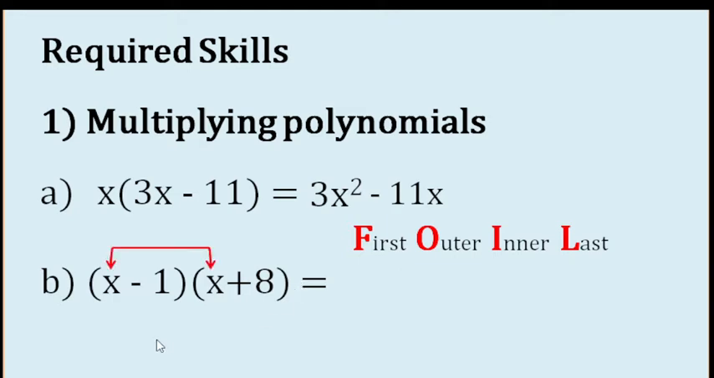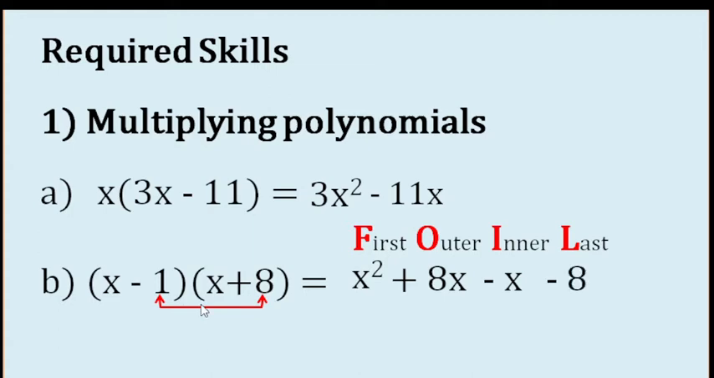So the first terms here are x and x. So that's x squared. And then O, the outer terms here are x and 8. That's plus 8x. Then the inner terms here, negative 1 and x, that's negative x. Then the last terms, negative 1 and 8, so we have negative 8. And we can actually combine these two terms here, 8x and minus x, that gives us 7x. So our answer is x squared plus 7x minus 8.